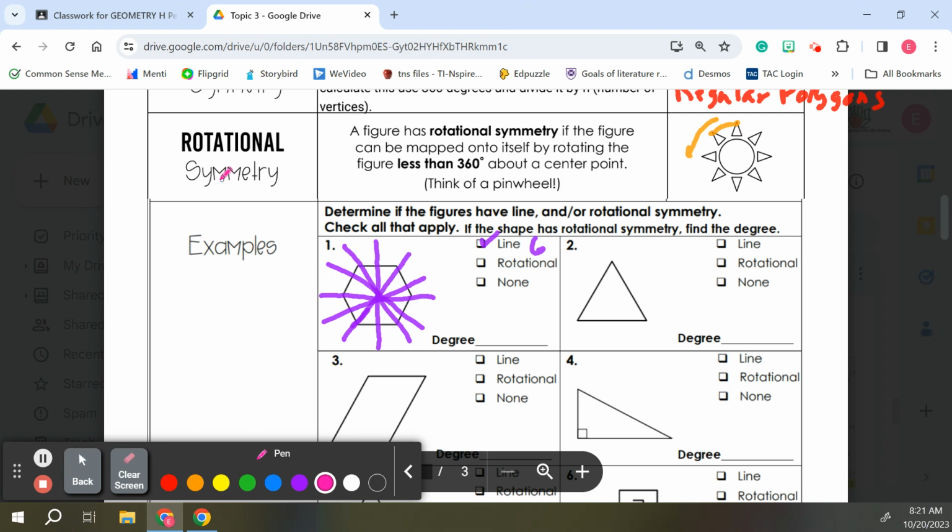And because this is a regular shape, this will also have rotational symmetry. So we are going to take 360 divided by the number of vertices, which is 6. So what is my rotational degree of symmetry going to be? 60 degrees. Questions on that?